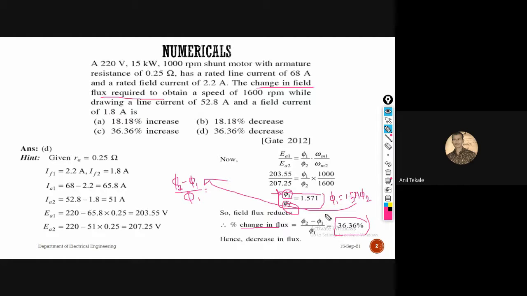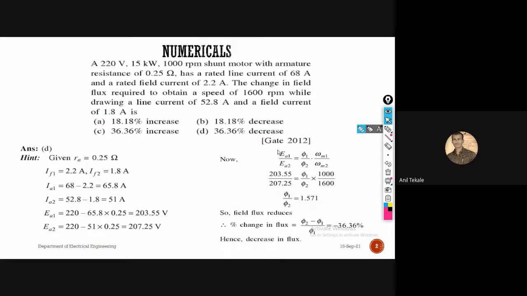This is known as 36.36. There are two options with 36.36. Here the symbol is minus, so that is why it is nothing but a decrease. So answer D will be the right answer. This is the first example we have seen.